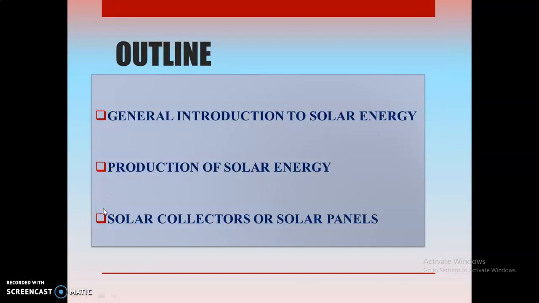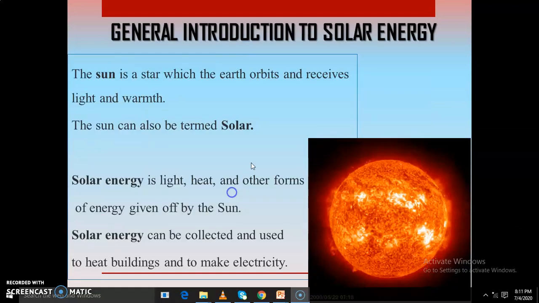Outline for today's class includes general introduction to solar energy. We're going to introduce solar energy the best way we can. Secondly, we'll look at production of solar energy, how solar energy is produced from the sun. Then thirdly, we'll look at solar collectors, also called solar panels. We'll look at the types of solar collectors used, and how they are used, which basically includes the principle of operation of the solar panels.